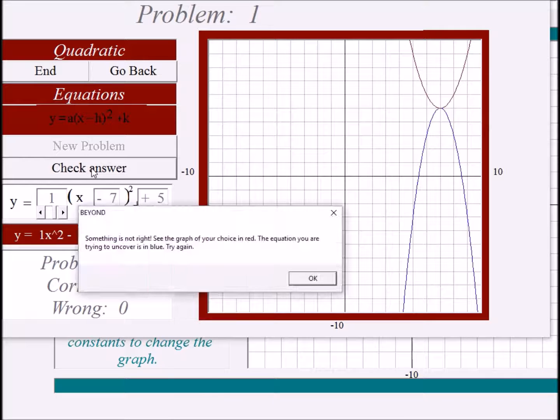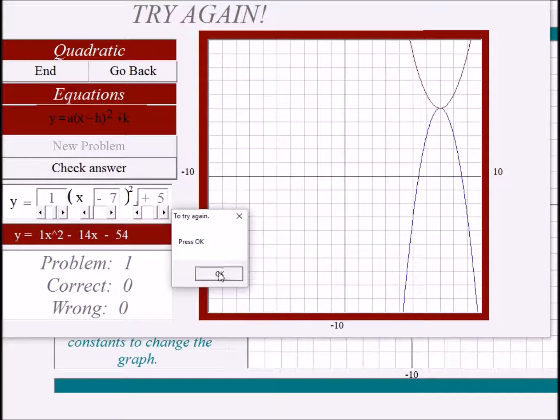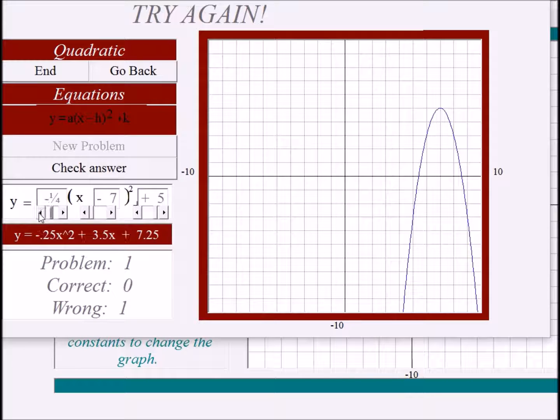Let's check and see. Oh, look. It's at the right vertex, but something's not right. It's supposed to be upside down. I hope you can yell at me. It had to be negative, didn't it? Oh, okay. So let's make it negative.